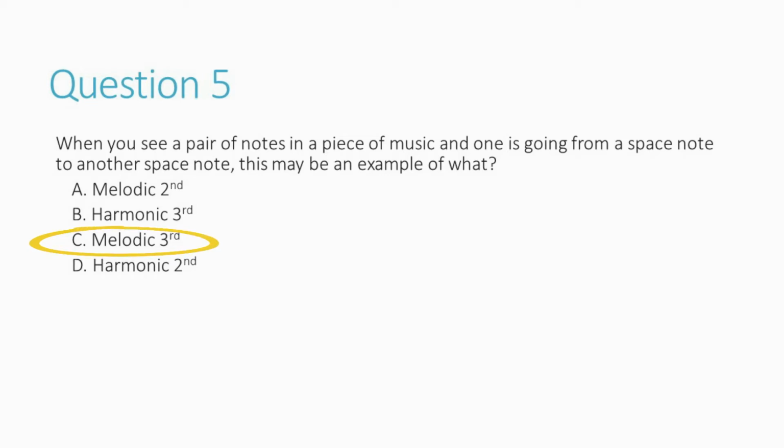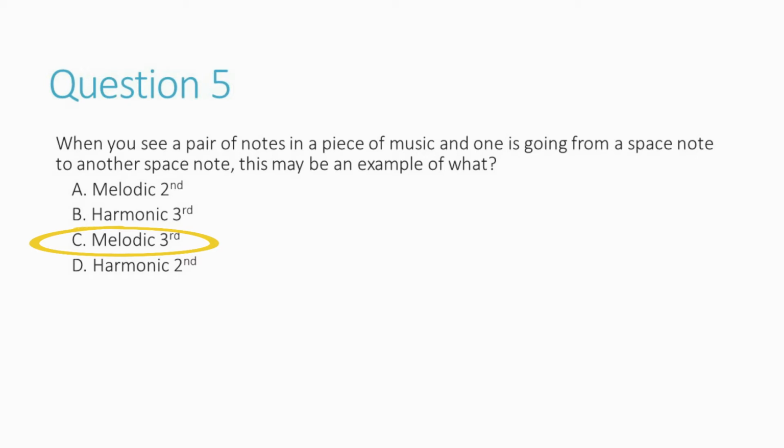Now in lesson 5, we talked about melodic and harmonic seconds and thirds. So the key word in this question is going from one space note to another space note. So the question did not say together. If it said together, then it would be harmonic. But the fact that the question is saying going from one note to another, we are assuming that it is a melodic interval. And we talked about a third is going from a space note to a space note or a line note to a line note. So in this case, the correct answer is C.